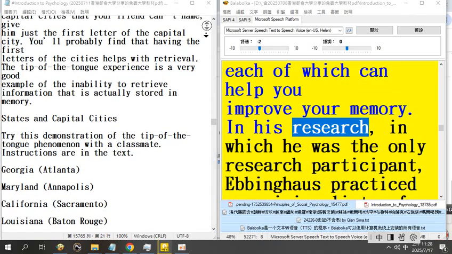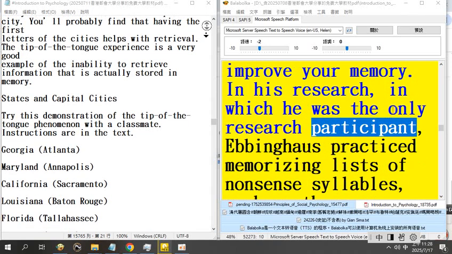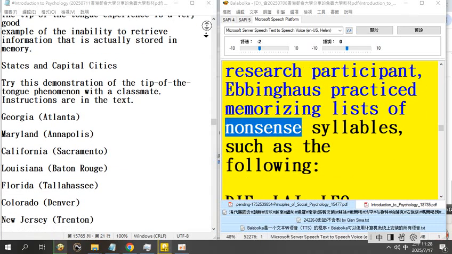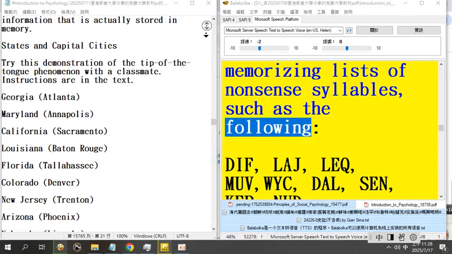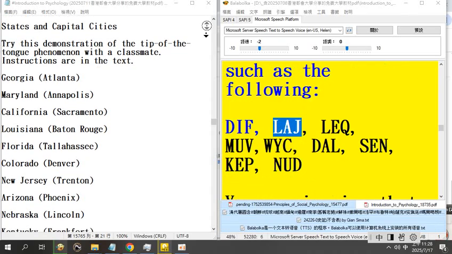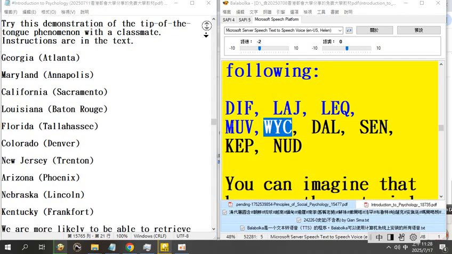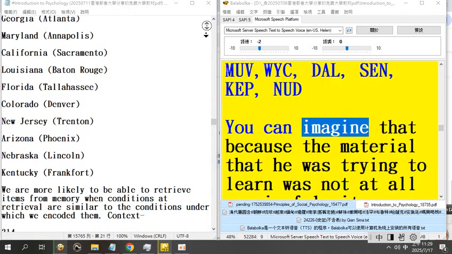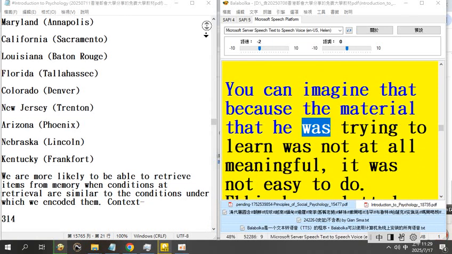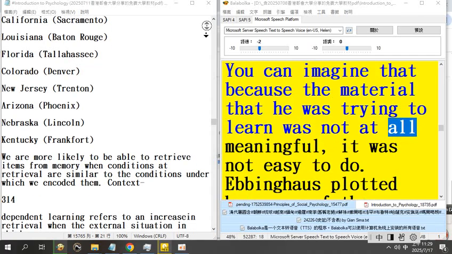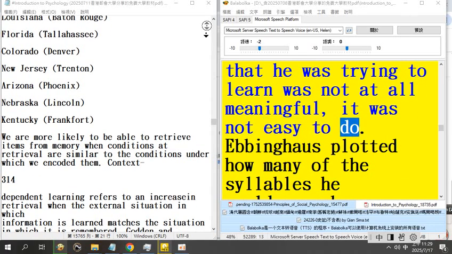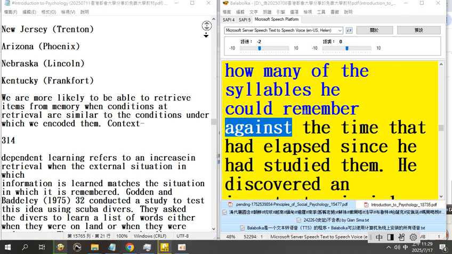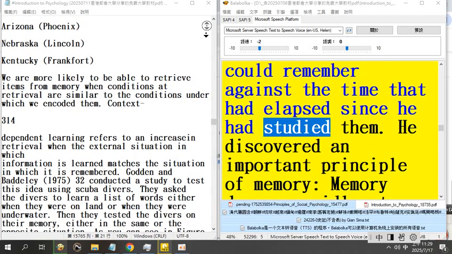In his research, in which he was the only research participant, Ebbinghaus practiced memorizing lists of nonsense syllables, such as the following: diff, laj, leq, muv, wic, dal, sen, kep, nud. You can imagine that because the material that he was trying to learn was not at all meaningful, it was not easy to do. Ebbinghaus plotted how many of the syllables he could remember against the time that had elapsed since he had studied them.